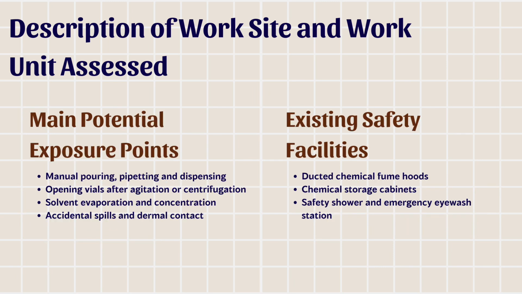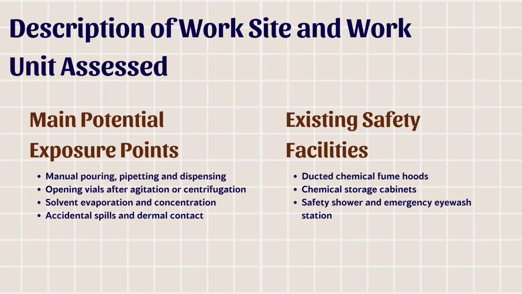During the assessment, several potential exposure points were identified. Exposure may occur during manual pouring, pipetting, and dispensing of chemicals. Workers may also be exposed when opening vials after agitation or centrifugation because vapors, droplets, or small amounts of aerosols may be released. Solvent evaporation and concentration may generate chemical vapors, particularly when volatile solvents are used. Accidental spills may also result in skin contact, especially during chemical transfer, sample preparation, and waste handling.